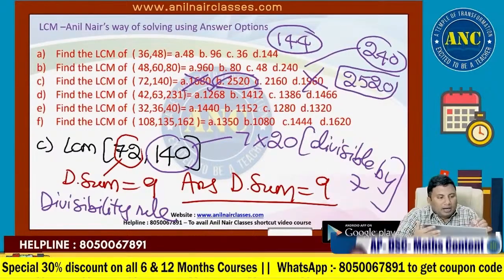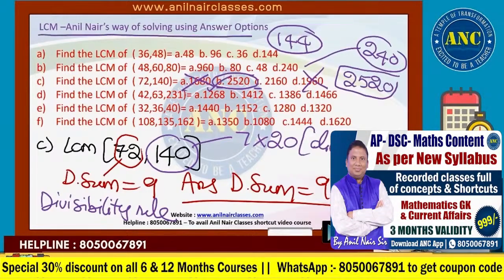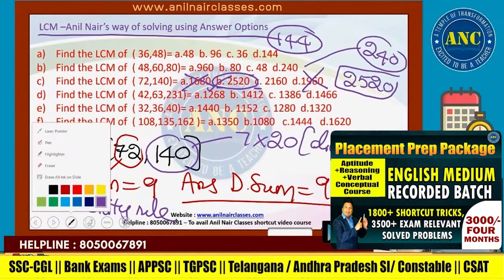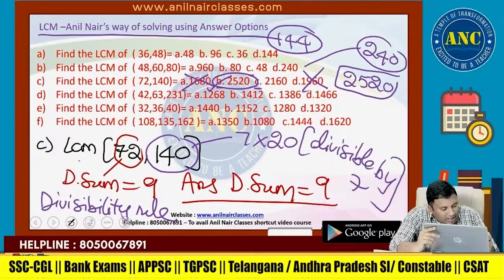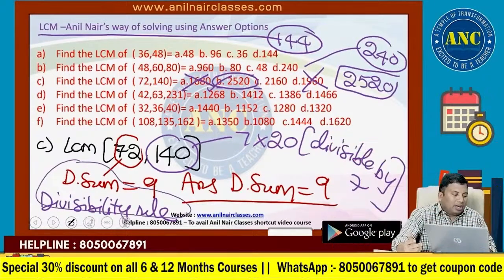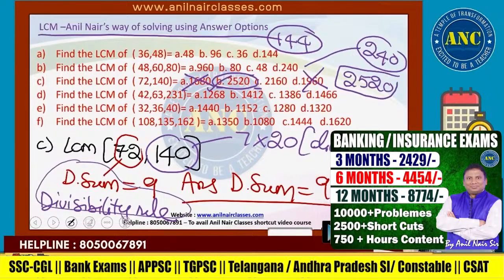Again, remember, you can also use answer options to find the LCM. Concept is use the digital sum and use the divisibility rule.